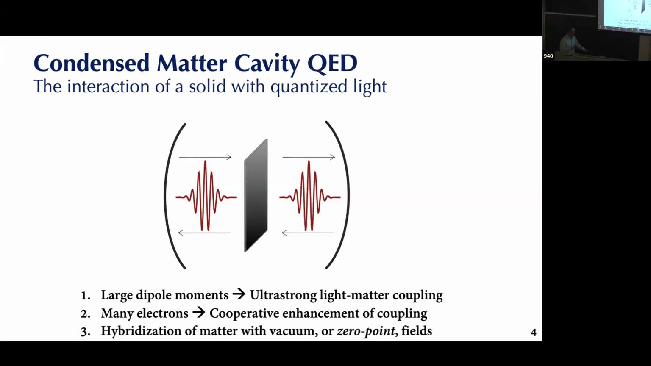Third, the ground state of a condensed matter system strongly coupled with cavity photons contains a large number of photons. These photons are virtual vacuum photons, corresponding to the zero-point fields. This will be the main point of this talk.